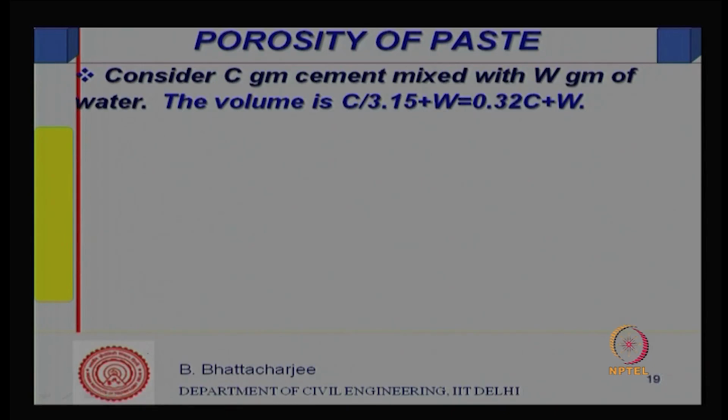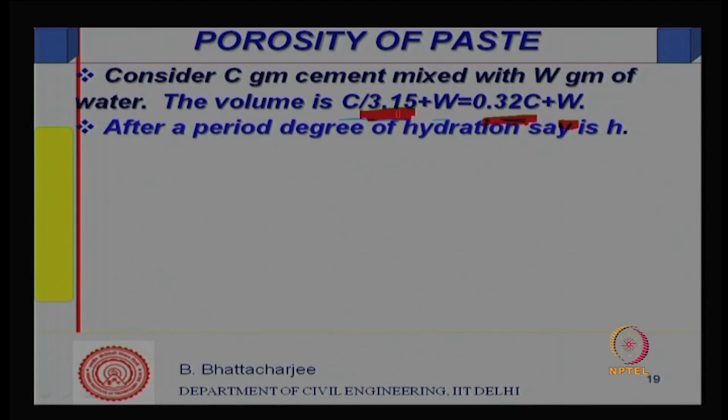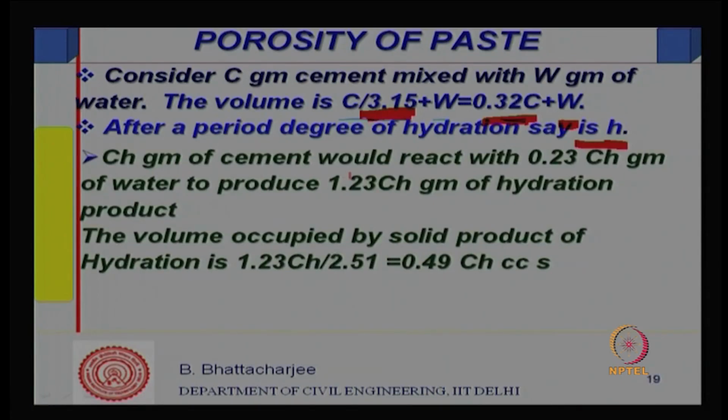And if I consider C gram of cement mixed with W gram of water, the volume would be C divided by 3.15 plus W, that is 0.32 C plus W, because the density of cement is taken to be 3.15 grams per cc. After a period of hydration, say with degree of hydration H, Ch gram of cement would react, because H is defined as a fraction, with 0.23 Ch gram of water to produce 1.23 Ch gram of hydration product.